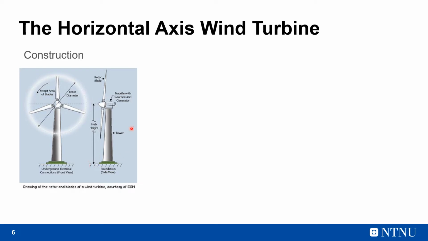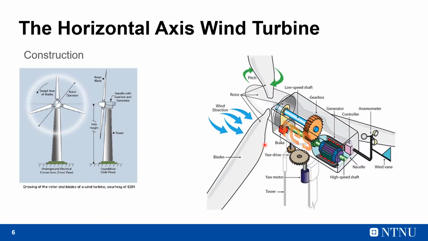Looking at the horizontal axis wind turbine, we see that there is a rotor and nacelle assembly mounted on top of a support structure. Zooming into the nacelle assembly, we see that the blades are attached to the rotor hub. The rotor shaft feeds the input shaft of the gearbox, and the output shaft of the gearbox is coupled to the generator, which converts the kinetic energy of the wind into electrical energy. The pitch angle of the blades can be adjusted, the yaw can be adjusted, and the generator torque can also be controlled, and there is a controller to take care of all that. There is also instrumentation to measure, for example, the wind speed and the wind direction.